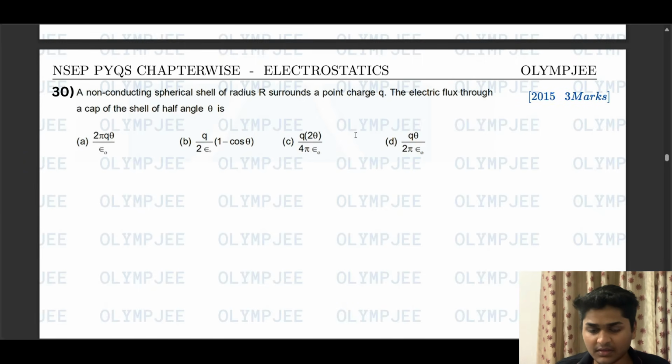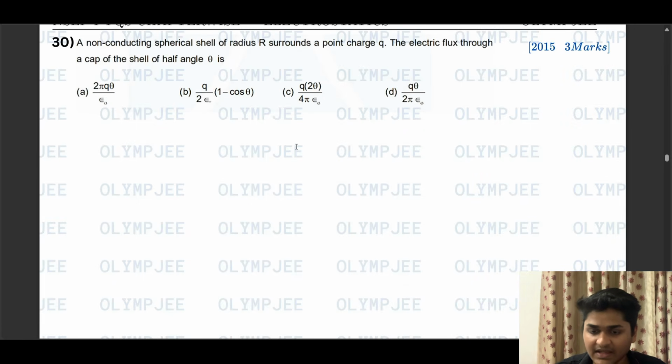So let us see. Question 30 says a non-conducting spherical shell of radius r surrounds a point charge q. The electric flux through a cap of the shell of half angle theta is. Okay, so let us first understand what is half angle. What is solid angle? So let me draw a diagram.